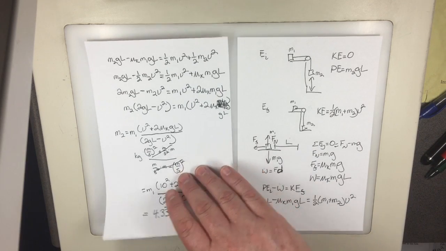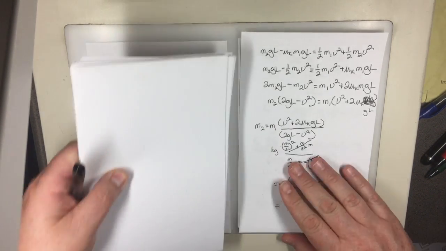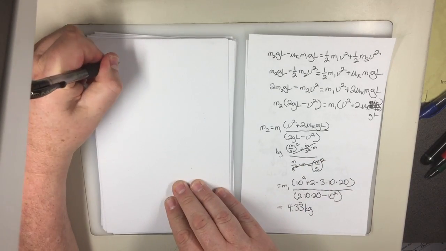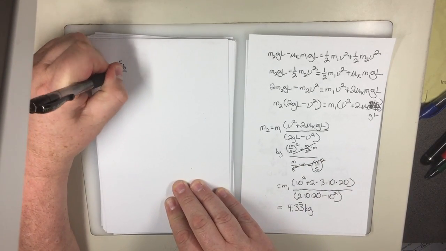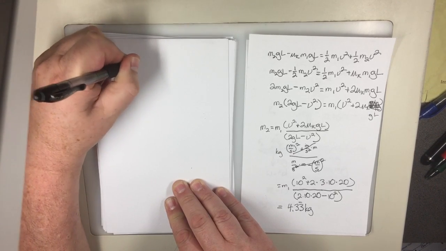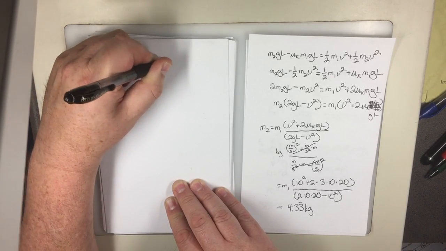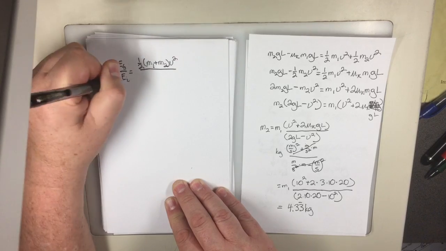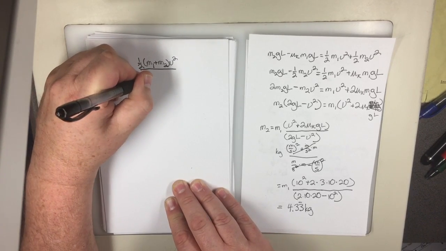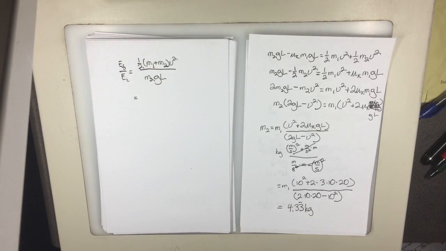The last part, energy remaining, I take the energy final and divide it by energy initial. The energy final is just 1/2 M1 plus M2 V squared. Energy initial is just M2 gL. So you don't have to work with work.